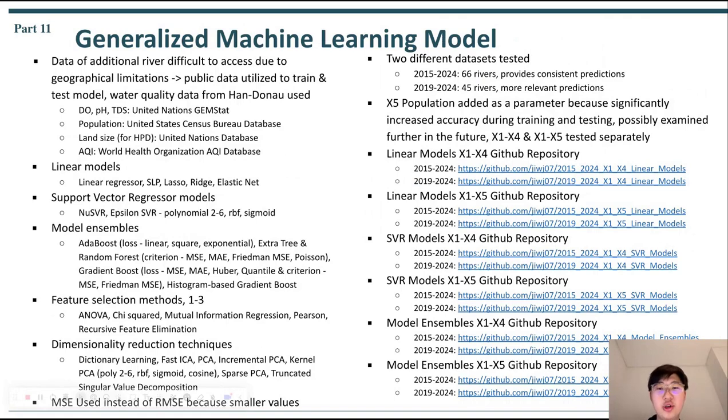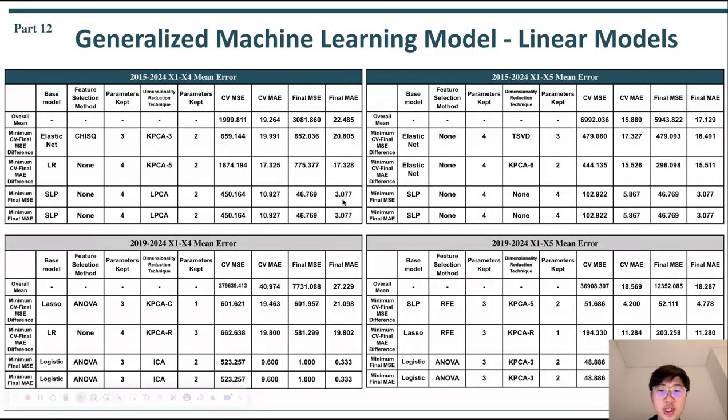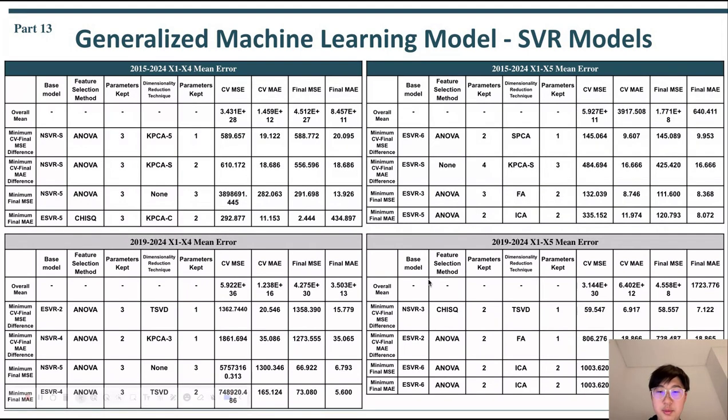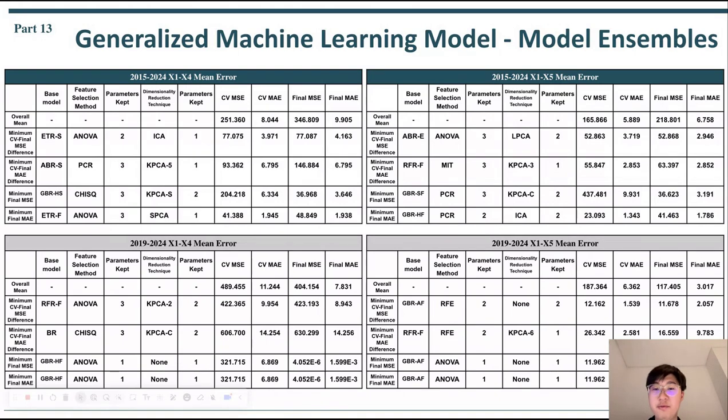To improve this, a generalized machine learning model was created with additional data from rivers gathered from public data online, for a total of 66 rivers from the past decade and 45 rivers from the past 6 years. Additionally, more models were implemented, from linear models to support vector regressor models and model ensembles, with more feature selection methods and dimensionality reduction techniques for a total of over 30,000 different combinations. As you can see, the errors for all of these different models were significantly low, generally being lower than 3 for the MAE and 50 for, not the RMSE, but the MSE, which indicates the model being very, very accurate.